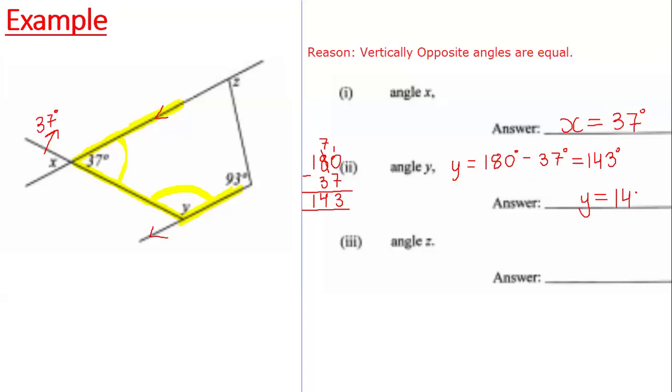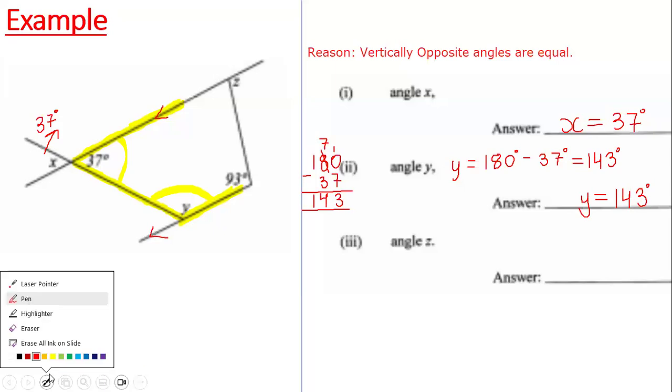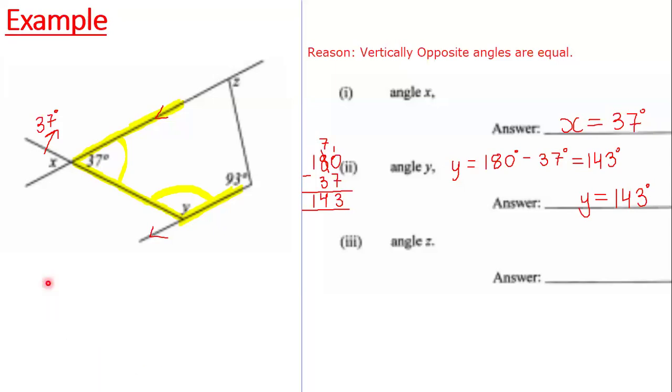Mr. Petit, why didn't we use the 93 to find y? Why didn't we add the 37 and 93 and then subtract it from 180? That's because we're not in a triangle. We are in a quadrilateral. If you were in a triangle, then you'd have been right. But we're not in a triangle. So be careful. This is a C shape.